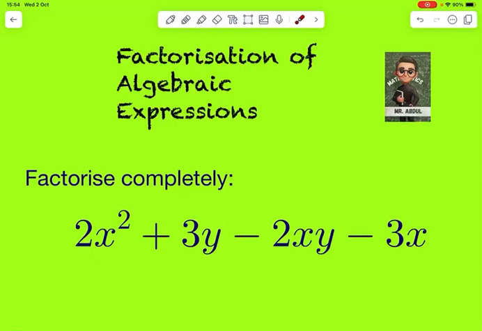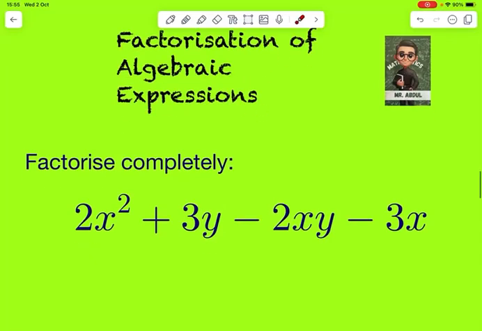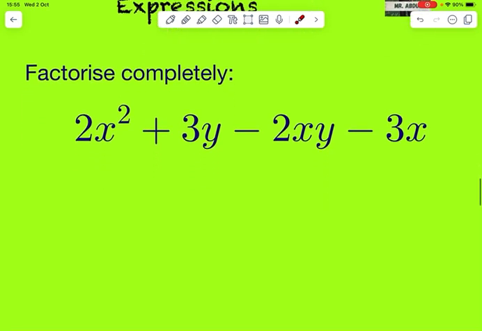Today we will do factorization of algebraic expression. We are required to factorize completely 2x squared plus 3y minus 2xy minus 3x.